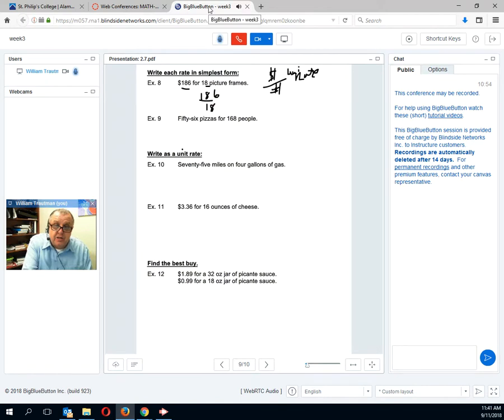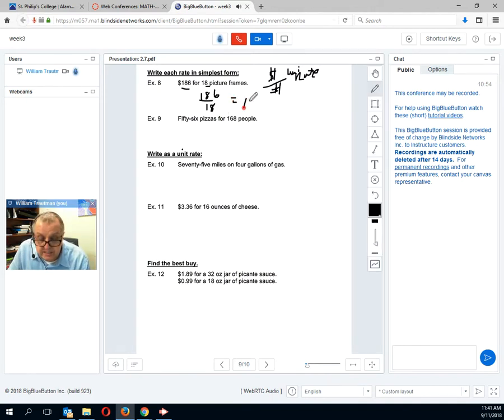So I'm going to put that straight into my calculator. 186 divided by 18. And I get, so my rate is 10.33. You see how the dollars was on top? Dollars, and then the picture frames were on the bottom, per picture frame. You see, it's $10.33 for each picture frame. You put the units on top and bottom depending on where you're at.